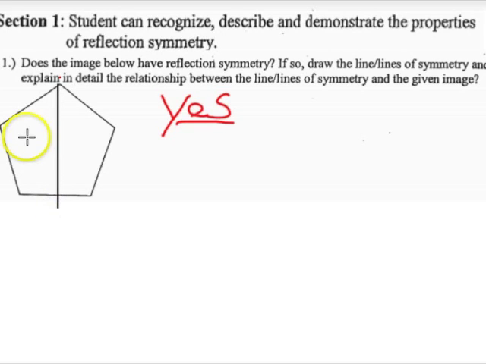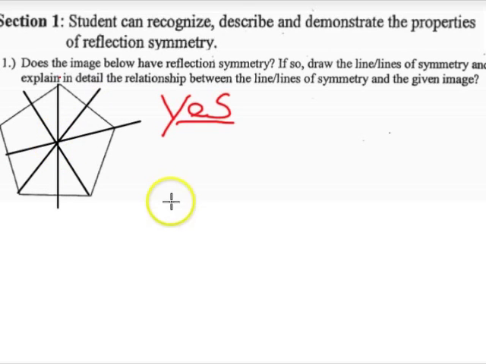A little crooked. Is that the only line of symmetry? What if I was to go from here to here? How about from here to here? And then there's one more if I go from here to here. And you notice how they all intersect right here in the middle? So those are all different lines of symmetry that you could draw. Now the next part of the question is, if so, draw the lines of symmetry. I did that.